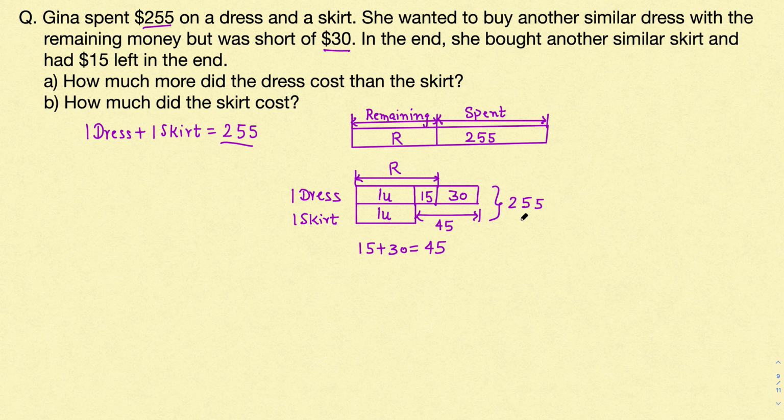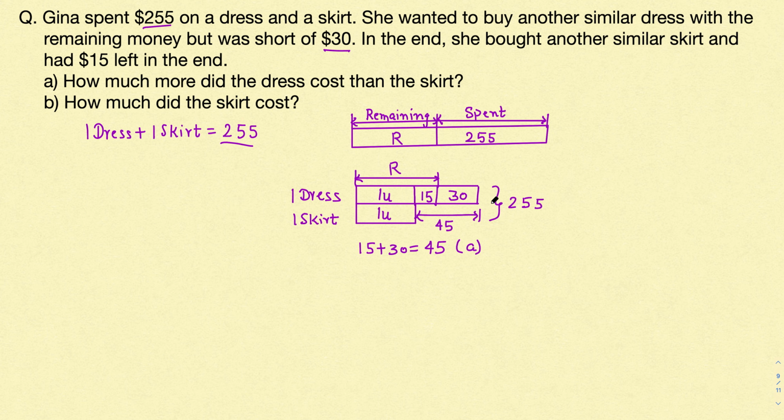Now let's read the first part of the question. How much more did the dress cost than the skirt? Right, so we can see it from the model itself. The dress cost $45 more than the skirt. So you can say this is our part A, right? Now part B is how much did the skirt cost? So the cost of the skirt is 1 unit. So we need to find how much is 1 unit, right?